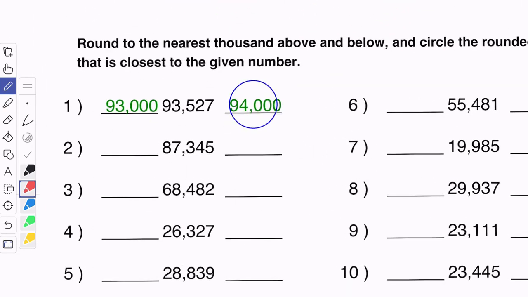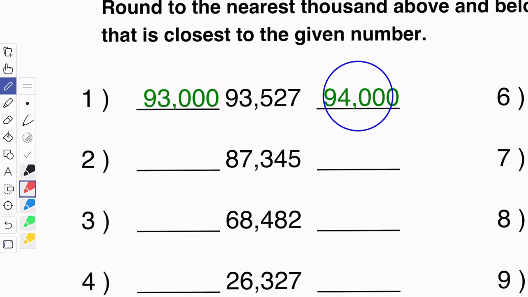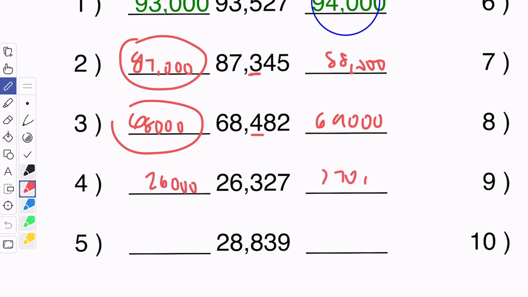We could do this one too, round to the nearest 1,000 above and below, and circle that one. So between 87,000 and 88,000. Because of that 3 over there, we're going to be rounding down. 68,000 and 69,000. Because of that 4, we're going to be rounding down. 26,000 and 27,000. We're going to be rounding down because of that 3. 28,000 and 29,000. We're going to be rounding up because of that 8.